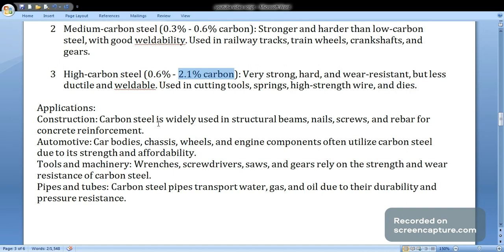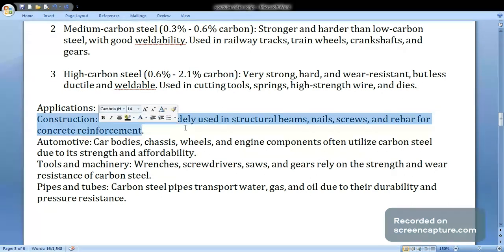So here we are going to discuss some of the basic applications of carbon steel. In the field of construction, carbon steel is widely used in structural beams, screws, and concrete reinforcement. Such types of TMT bars are used. They are made up of carbon steel.